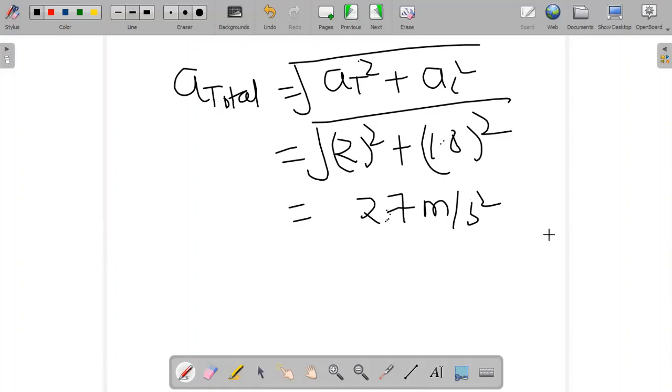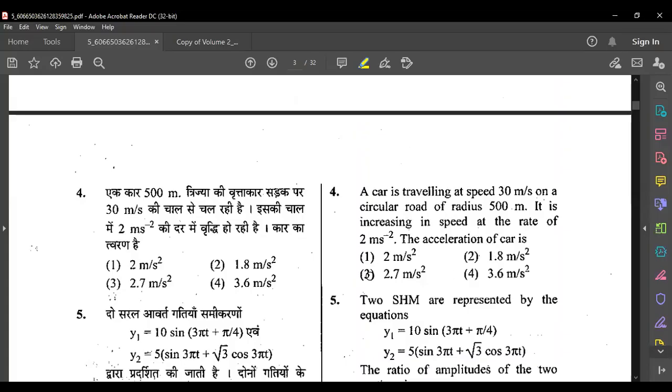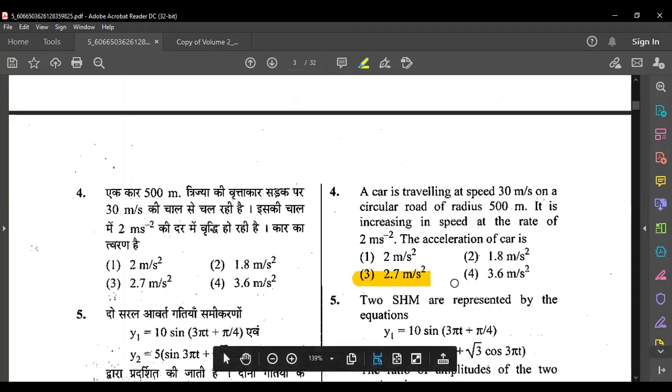Let's see first whether this solution is given or not. So 2.7 meter per second square is given. So the correct answer is option 3.